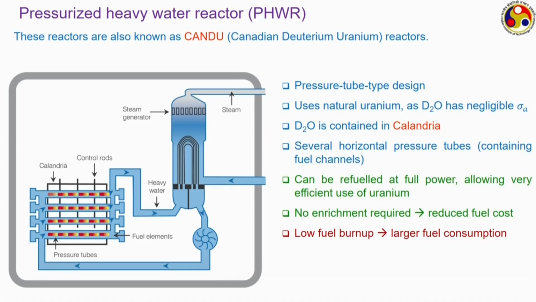As we are using heavy water, it does not have any absorption cross section, or this absorption cross section is negligible. That is why we can use natural uranium, and hence the fuel cost is significantly reduced. But one problem is that the burn up is low, and therefore, fuel consumption rate also will be much larger. And another big issue, heavy water itself is very expensive, and so whatever gain in terms of cost we get by using natural uranium, whether that is compensated or not, that we have to be careful of.